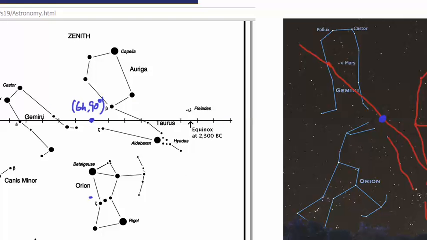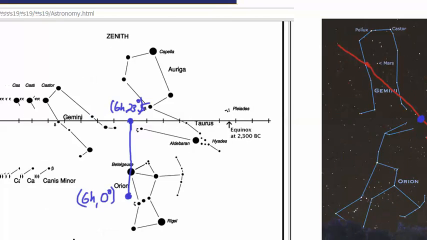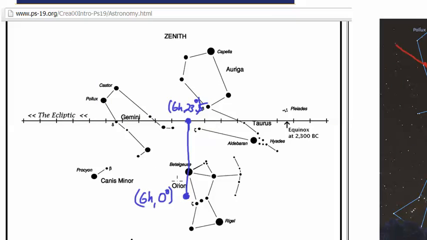So you see my error. This was not the 90 degree point, but the 23.5 degree point. And this here is the 6-0 point. And I'll call it the 6-hour 0 degree point. And you'll see there's a 23.5 degree angle between this point and this point. So in any case, if I draw a line basically right along here, that is going to be the equator.